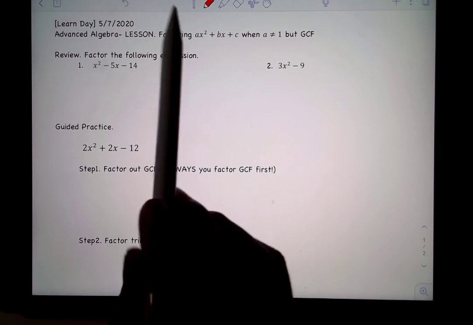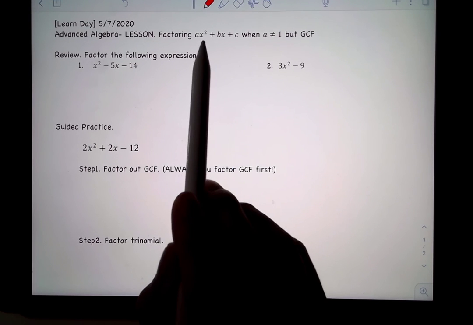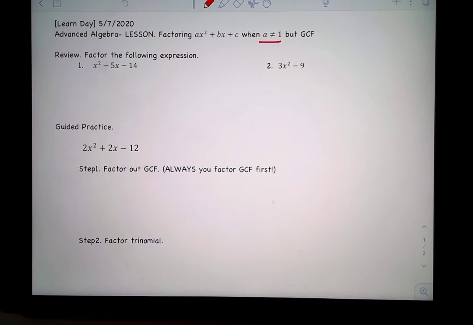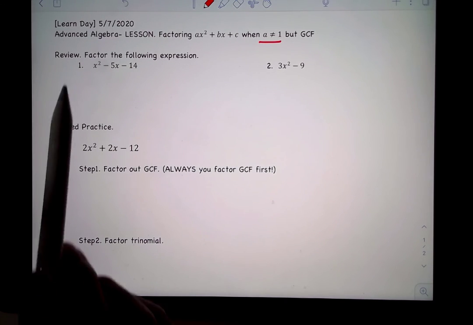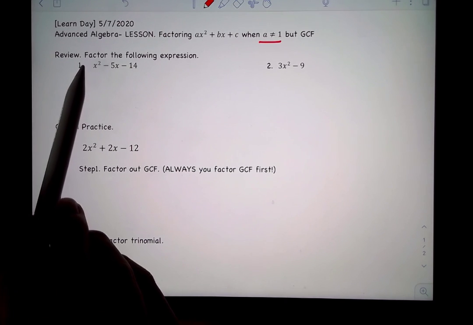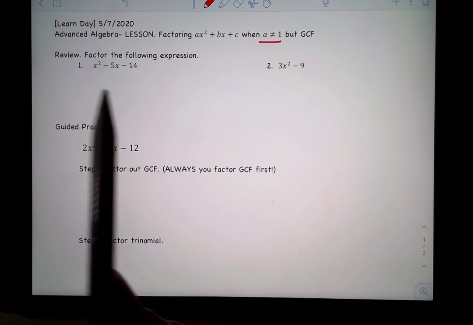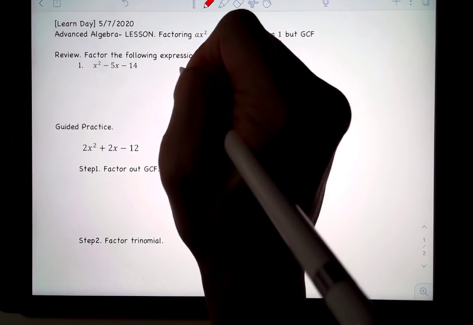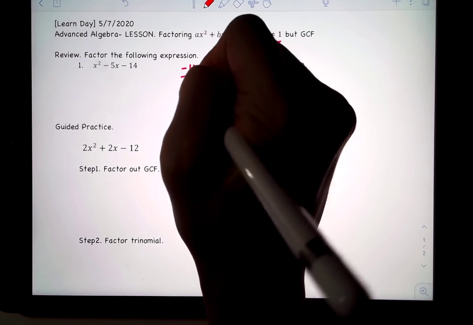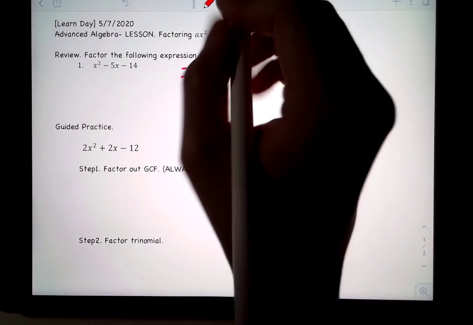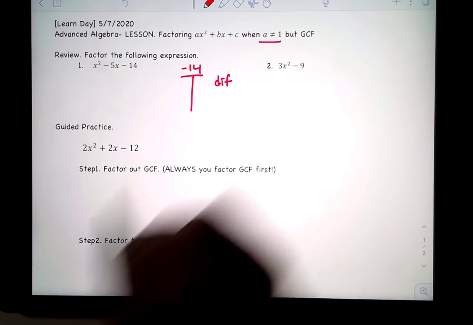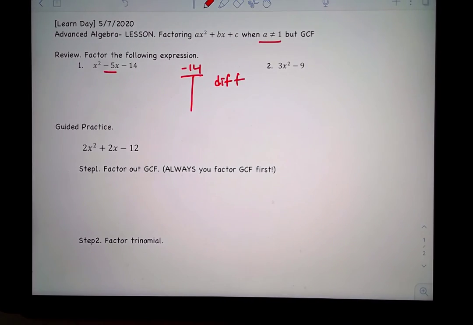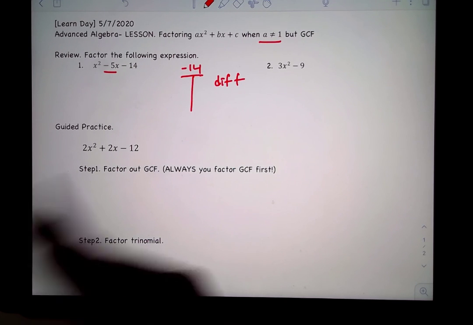Today you will learn factoring ax squared plus bx plus c when a is not 1. So far you did this when a is 1, right? Just a quick review. We did negative 14, right? So you've got a minus here, so you're getting a difference. The difference is 5, right? And then we need to decide the signs later.